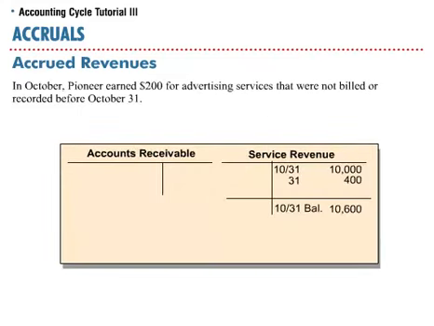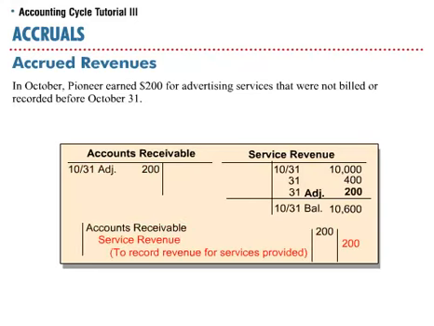In October, Pioneer earned $200 for advertising services that were not billed or recorded before October 31st. The adjusting entry requires a debit to accounts receivable and a credit to service revenue.